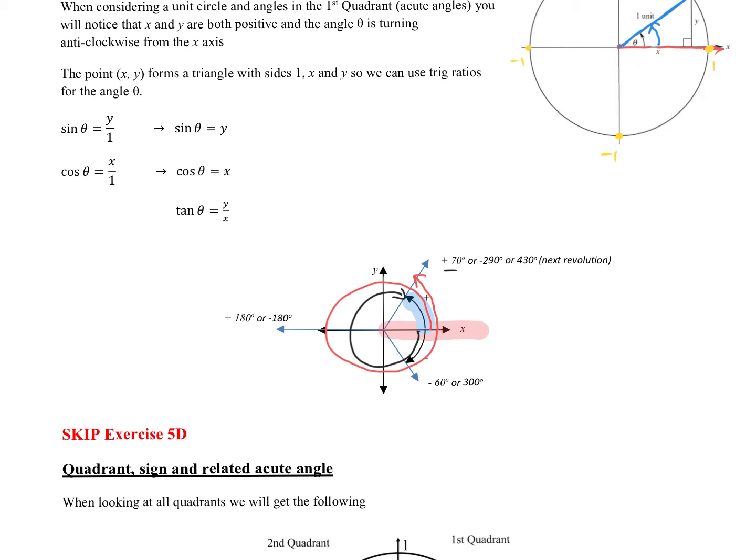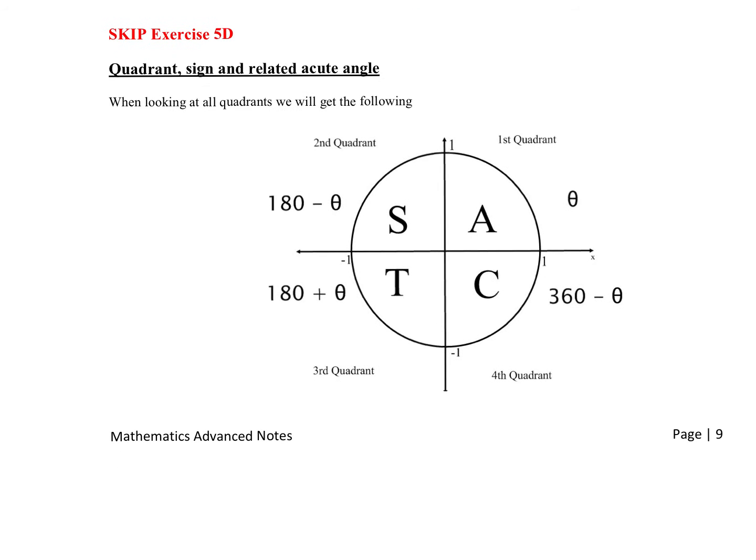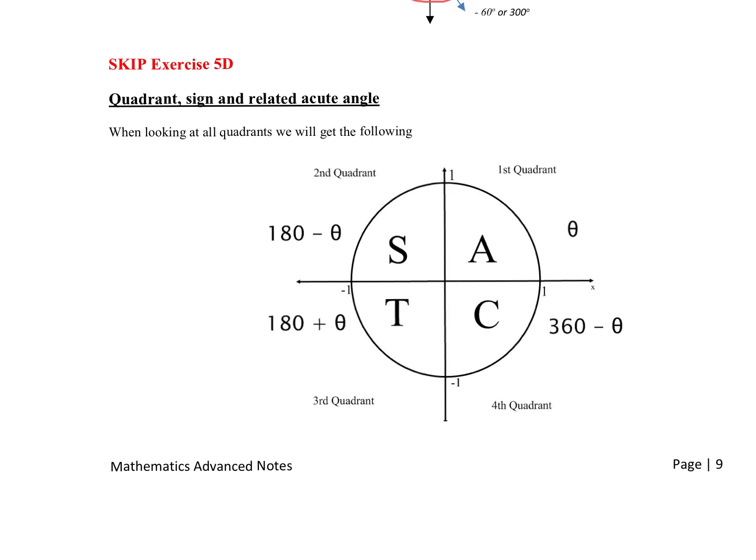Okay, we're not worrying about exercise 5D. What is in 5D isn't really relevant. The textbook got a bit carried away with what it was doing. We are going to have a look at quadrant, sine, and the related acute angle. When we were talking about that first quadrant, and we worked out our sine theta, which was opposite over hypotenuse, and cos theta, all of our ratios, I should say, are positive. So all ratios are positive in the first quadrant.